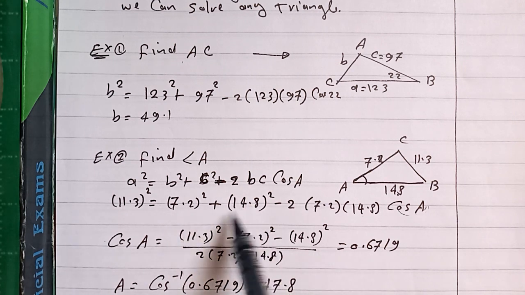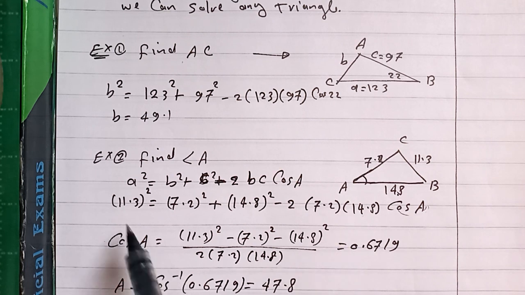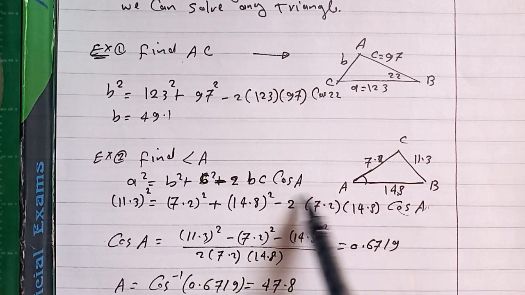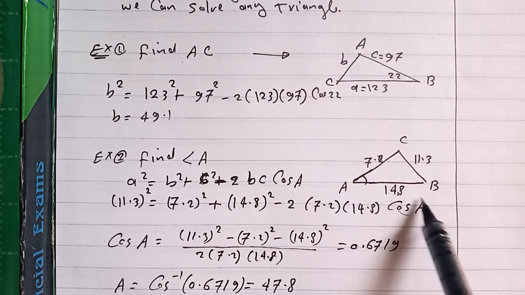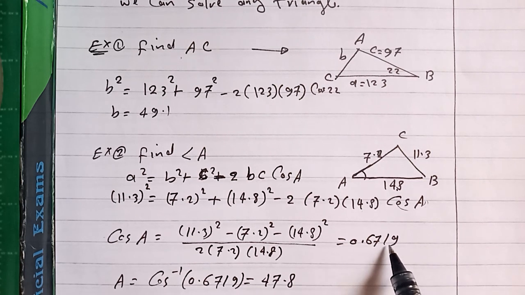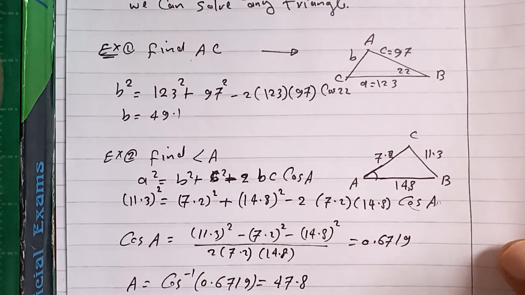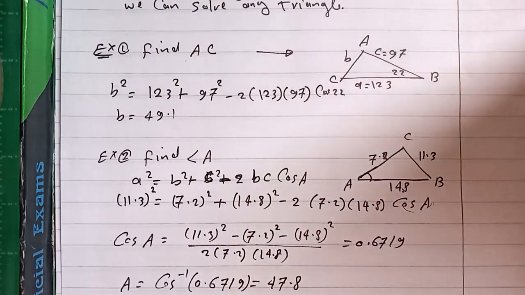So take these two numbers to the other side and then divide over this. It will be 13 squared, 11.3 squared minus 7.2 squared minus 14.8 squared, over all this part, because I want to get the cosine A. Do all this in the calculator and you will get 0.67. Find the angle whose cosine is 0.67, cosine inverse of 0.67 equals 47. This is the first part. Another example.